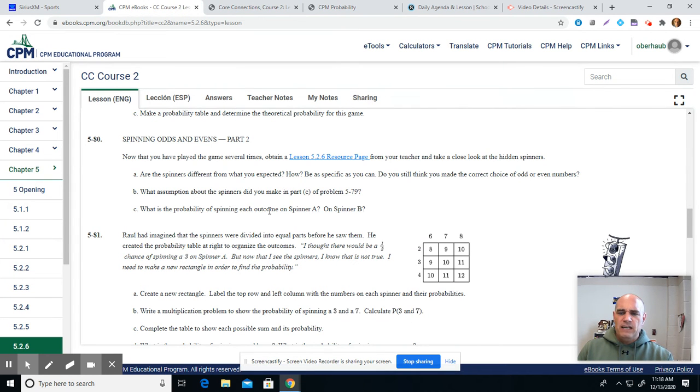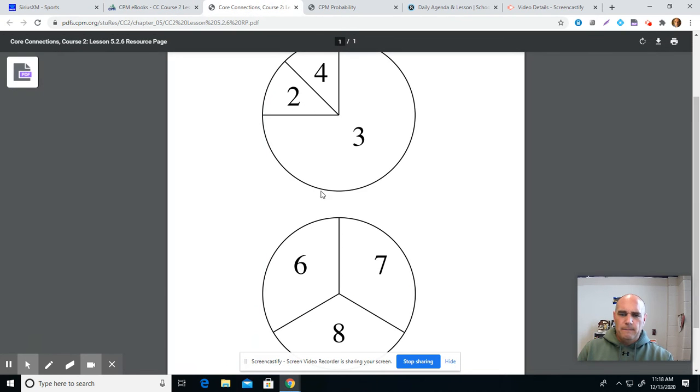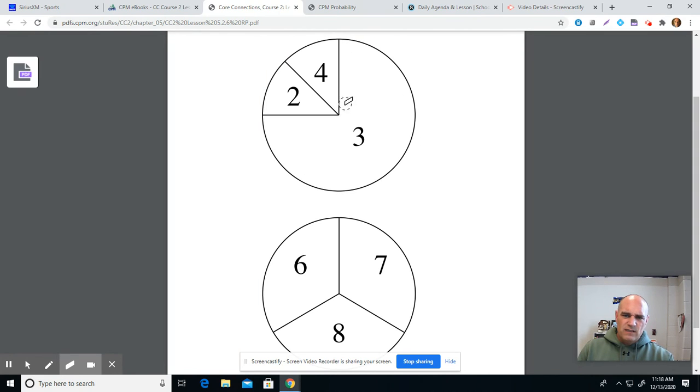So what is the probability of spinning each outcome on spinner A and on spinner B? Well, I guess I would say that from spinner A, this looks like 3/4 or 75%. So I'm going to say that getting a 3 is probably a 75% chance. Maybe we should do this as a fraction. Let's erase that. So getting a 3, there was a 3/4 chance of getting a 3. And then getting a 2 or a 4, well, this is 25%, or 1 out of 4.